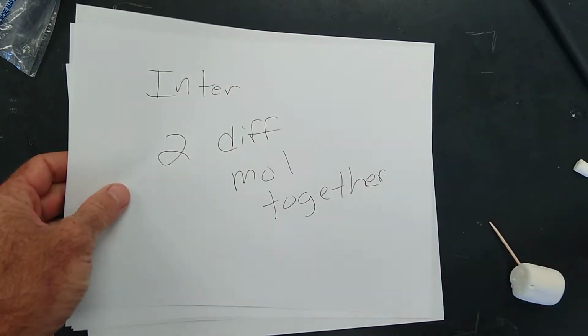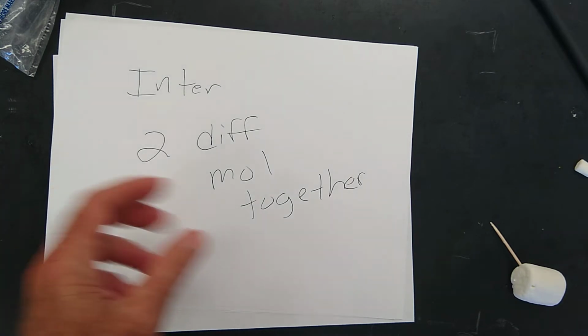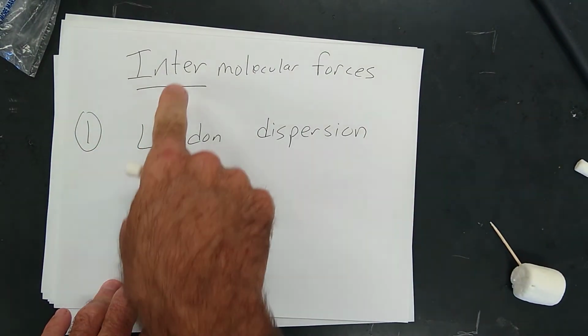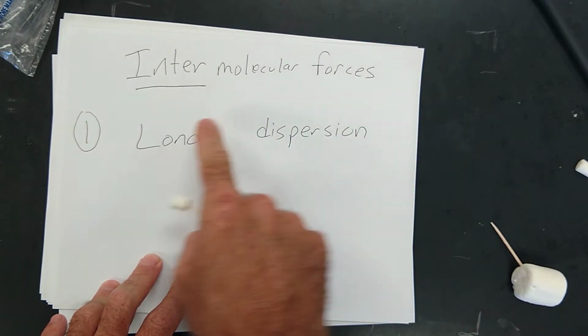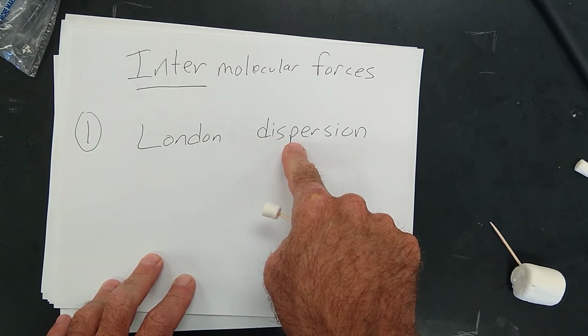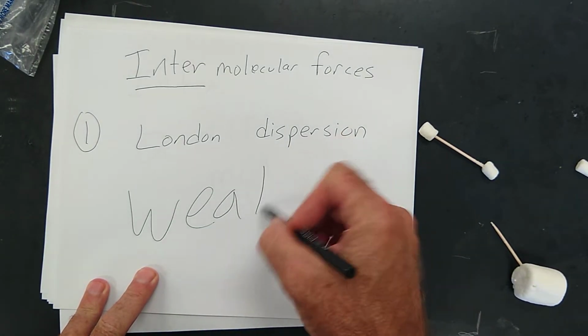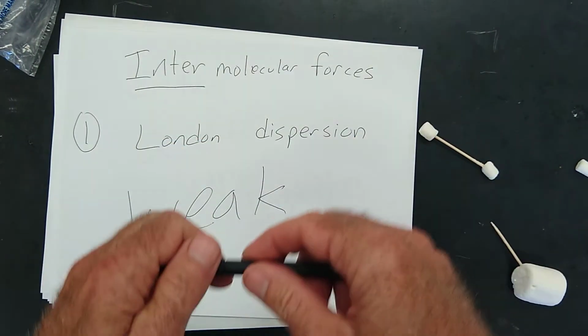Let's take a look at this. There are three types of intermolecular forces that we're going to talk about. The first ones are called London dispersion forces, and they're very, very weak. They're the weakest ones.